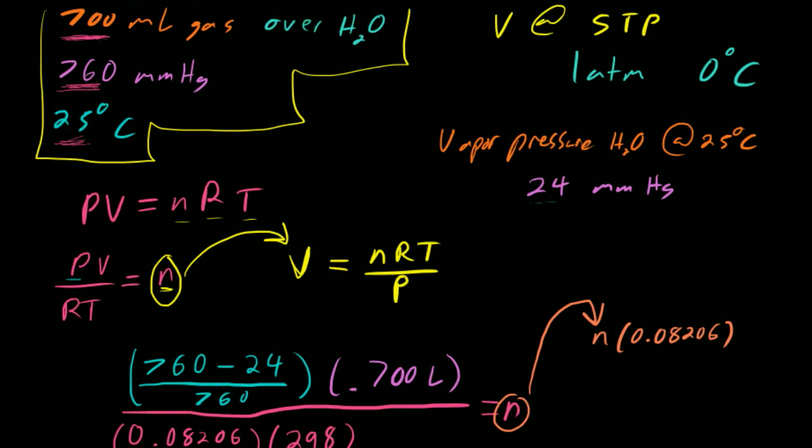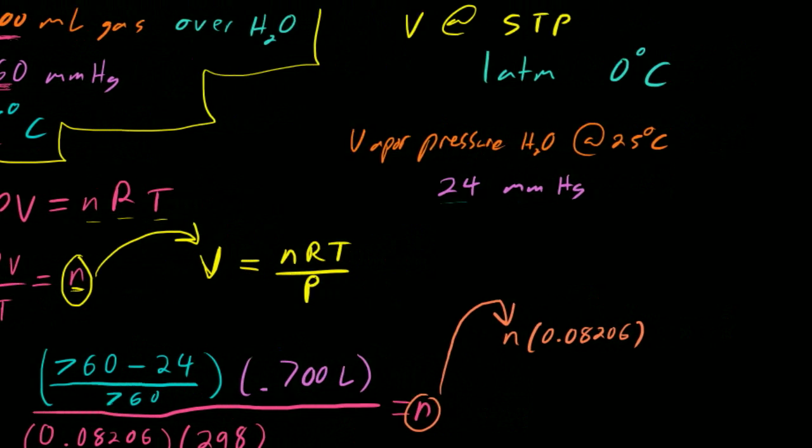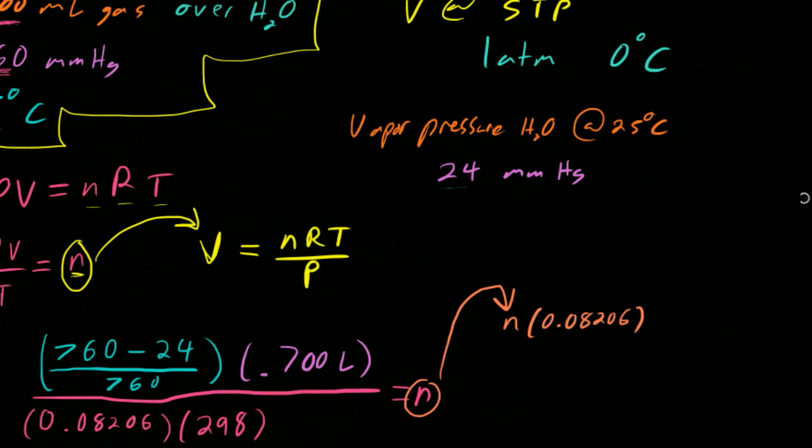And what's our new temperature going to be? Let me scroll over a bit. Well, it's 0 degrees Celsius, so that's going to be 273 Kelvin, right? That's going to be our new temperature. And our new pressure is just going to be 1 atmosphere. So we can just divide all of this by 1, and that'll give us our volume.